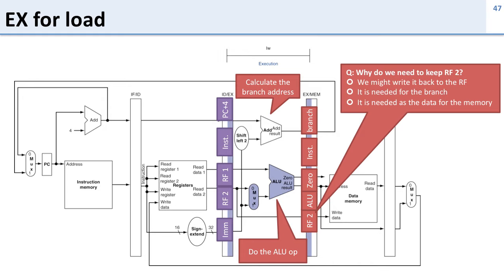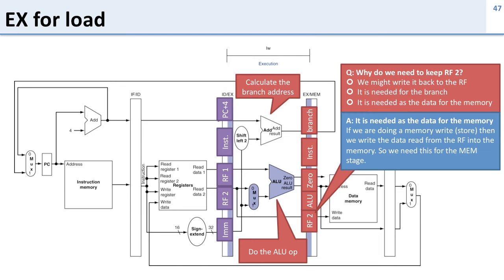So why do we need to keep RF2? This is the output from the second register read. Why do we need this at this point? Well, it's needed as the data for the memory. If we're doing a store, the output from RF2 is what we're going to write into the data memory. So we need to keep this in the pipeline register in case it's a store instruction.